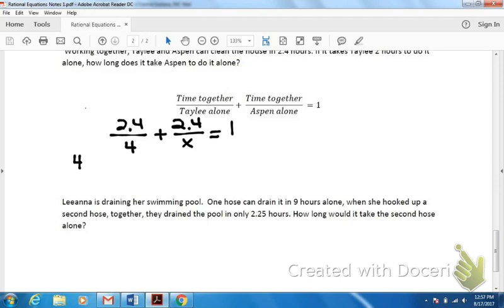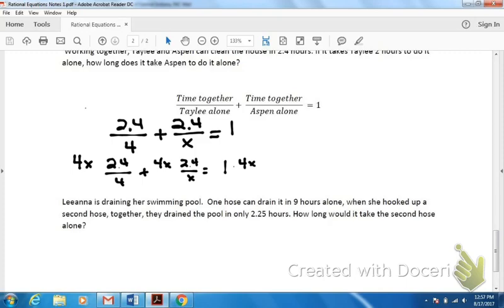So we're doing 4x times the 2.4 over 4 plus 4x times the 2.4 over x and 4x times the 1. What's in the denominators to start with? A 4 and x, but that's not 4 plus x. We're multiplying the denominators. If it was a 2 and a 3, I wouldn't use a 5. I would use a 6. I have to have something that cancels.